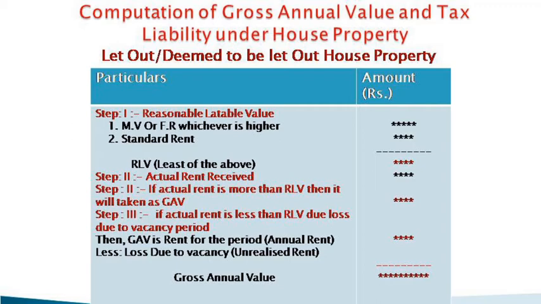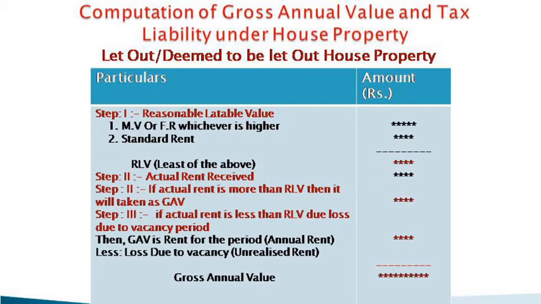Then in the second step we have to consider actual rent received. Actual rent means annual rent minus unrealized rent, and the rule is that if actual rent is more than reasonable lettable value, then such actual rent is to be considered as the gross annual value, and if actual rent is less than reasonable lettable value, then the third step is applicable.